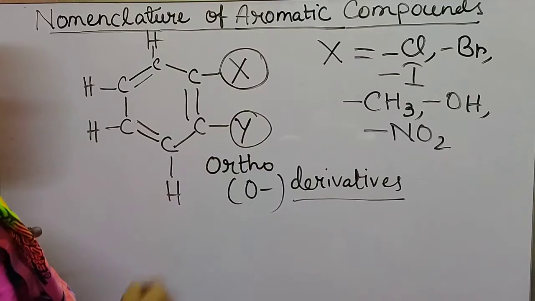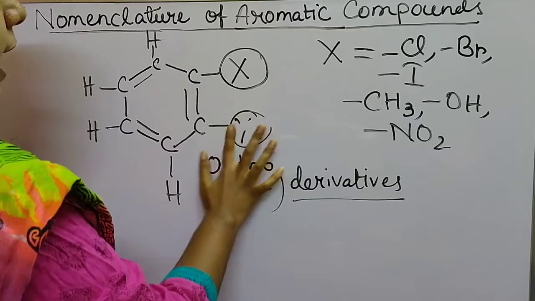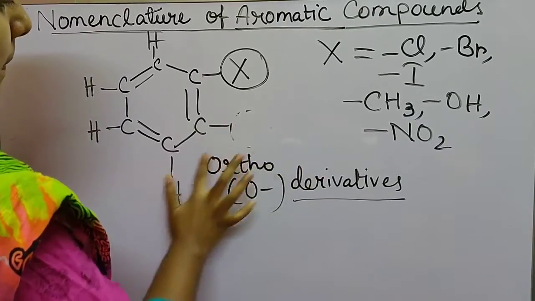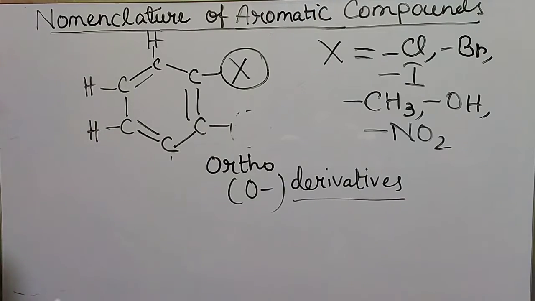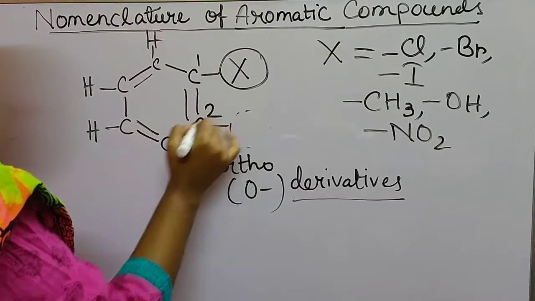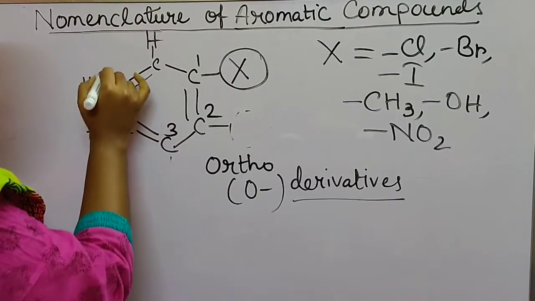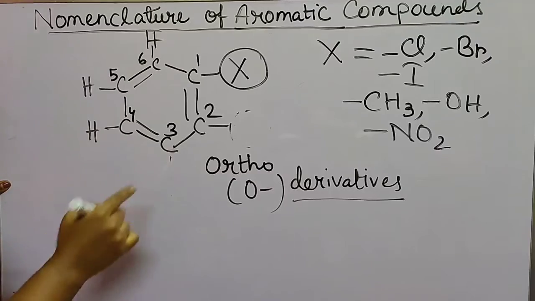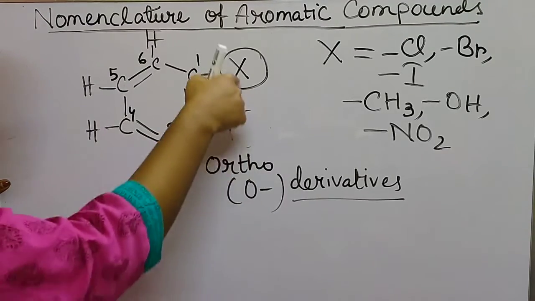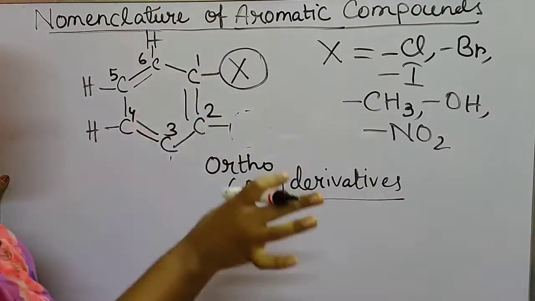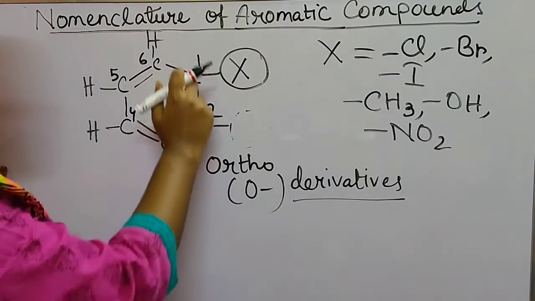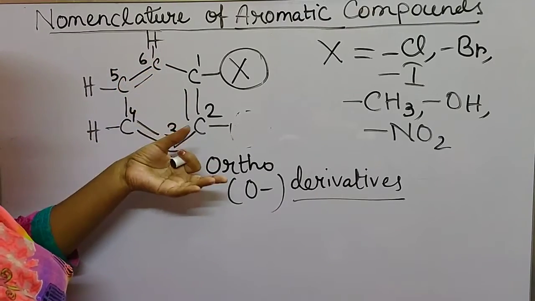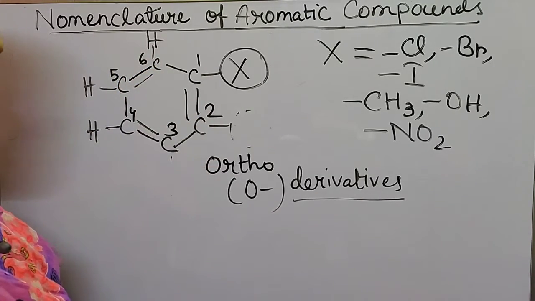If the second type of atom is added, one more thing by which we can easily identify on which carbon it is added: suppose this is the first carbon, second, third, fourth, fifth and sixth. When the 2 substituents are added to adjacent carbons like 1 and 2, or 2 and 3, then these are called ortho derivatives.